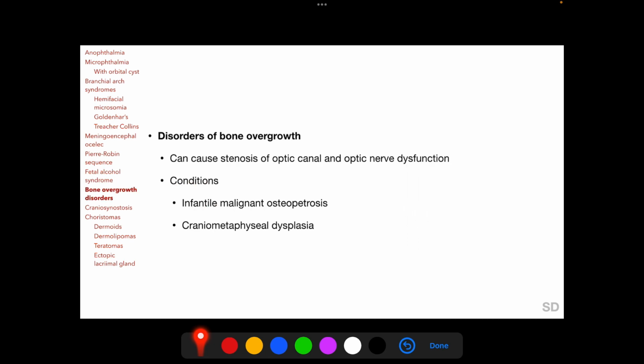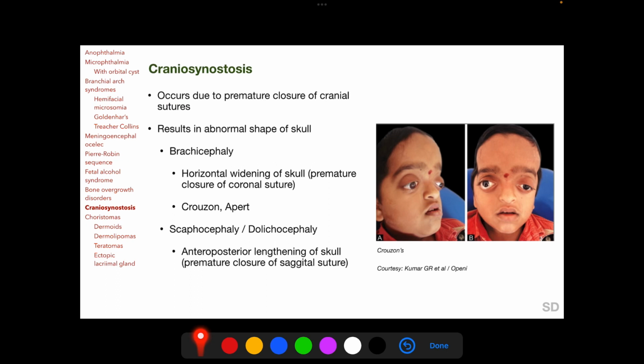Now there are also disorders of bone overgrowth which can cause stenosis of optic canal and optic nerve dysfunction. In craniosynostosis, there is premature closure of the cranial sutures, resulting in abnormal shape of the skull. In brachycephaly, there is horizontal widening of the skull due to premature closure of the coronal sutures, and it is found in Crouzon and Apert syndrome. So this is a child with Crouzon syndrome.